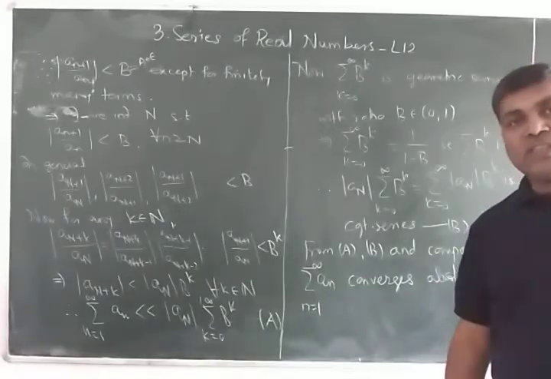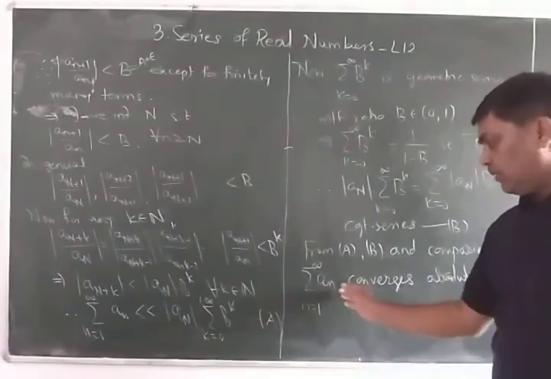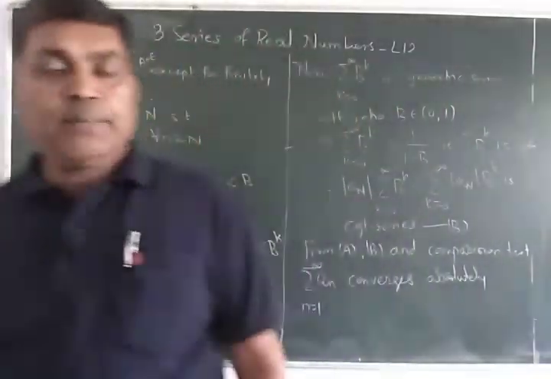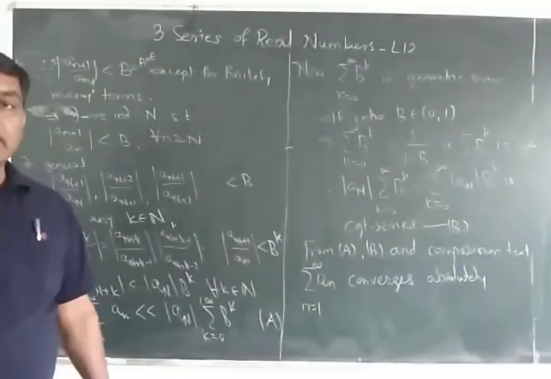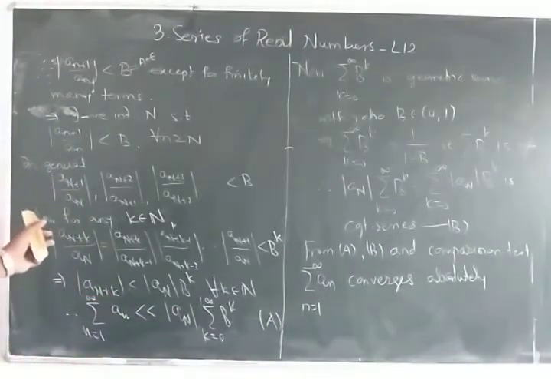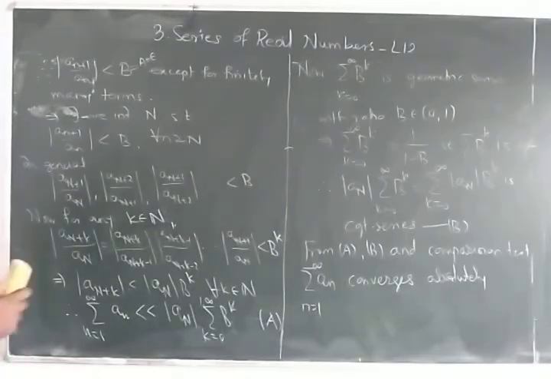Every absolutely convergent series is also convergent. So if summation of a_n converges absolutely, meaning summation of mod a_n is convergent, this implies summation of a_n is also a convergent series. Is it clear? So thus the first part is proved.